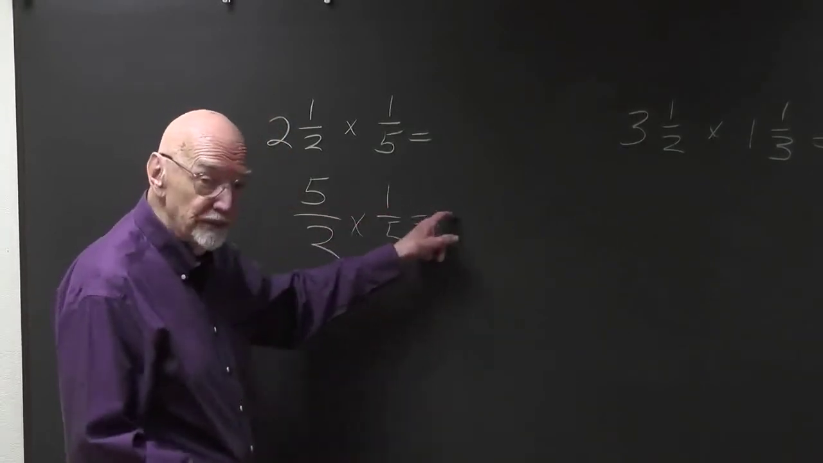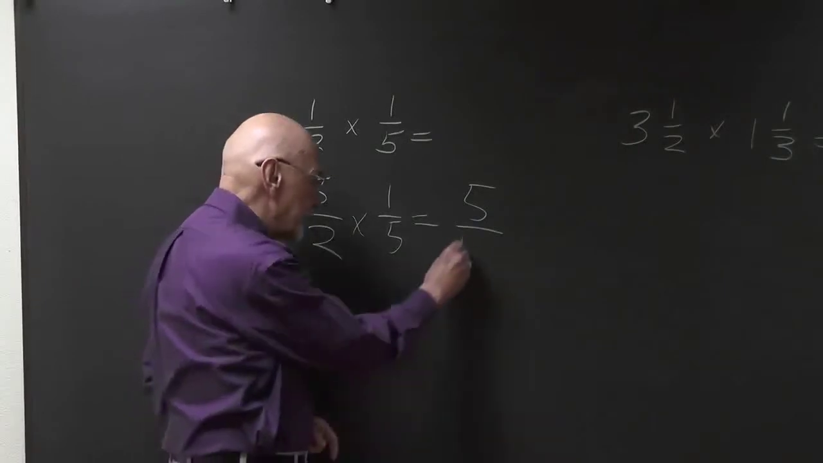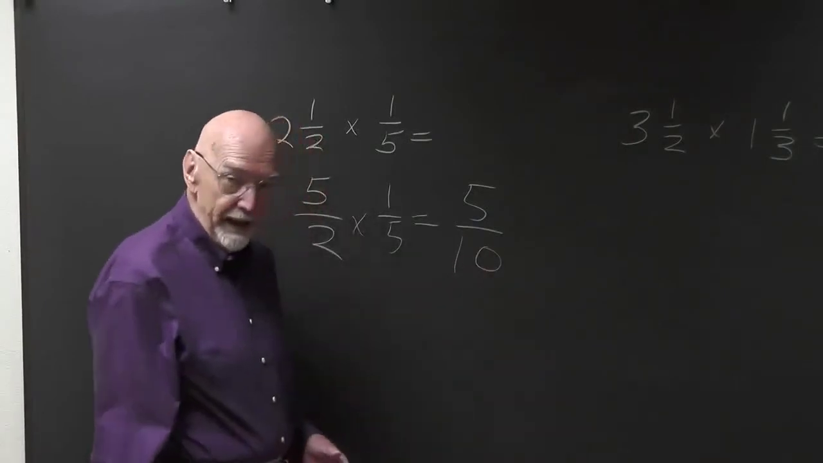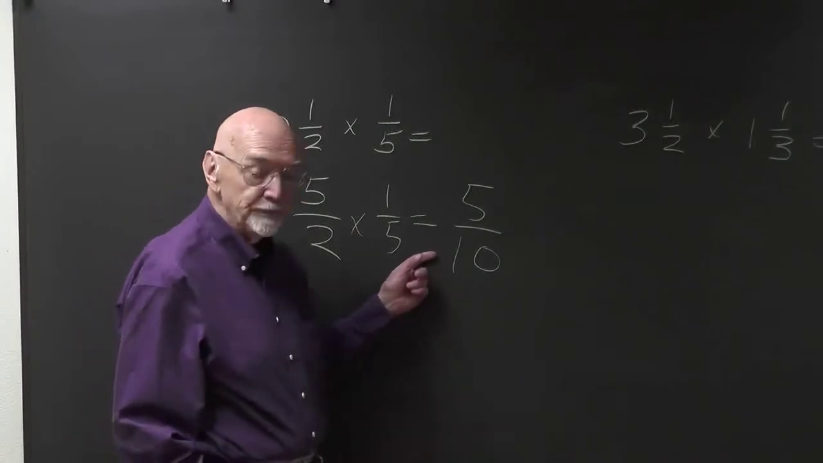5 times 1 is 5. 2 times 5 is 10. And we're not done yet. We want to reduce this.